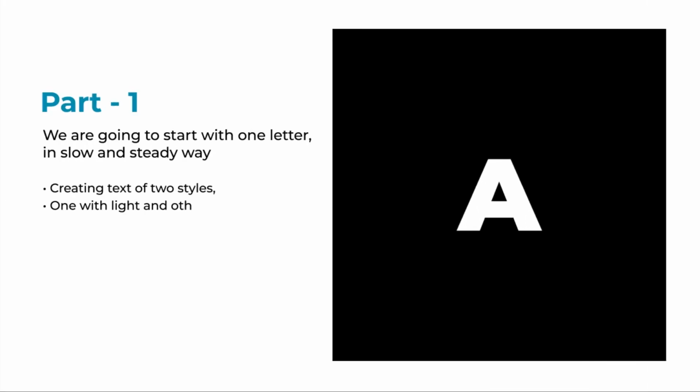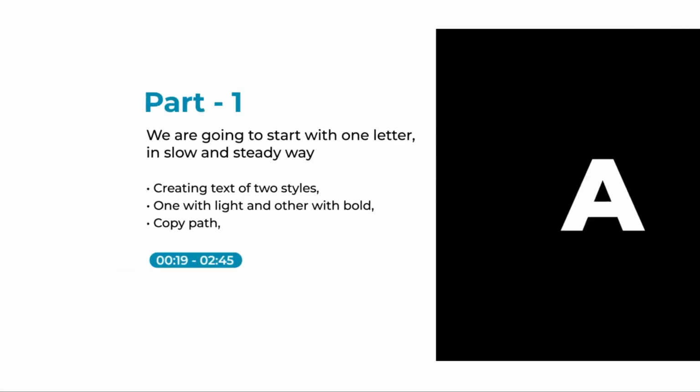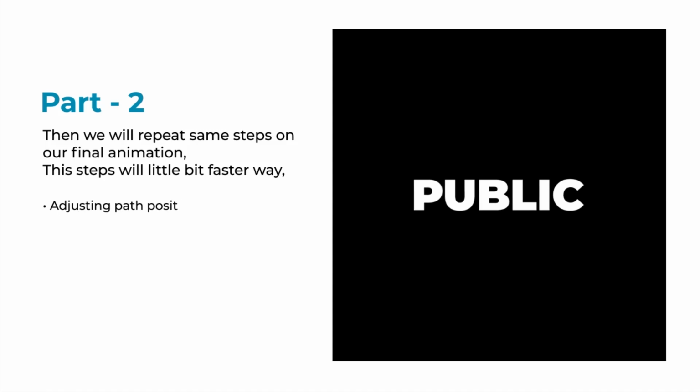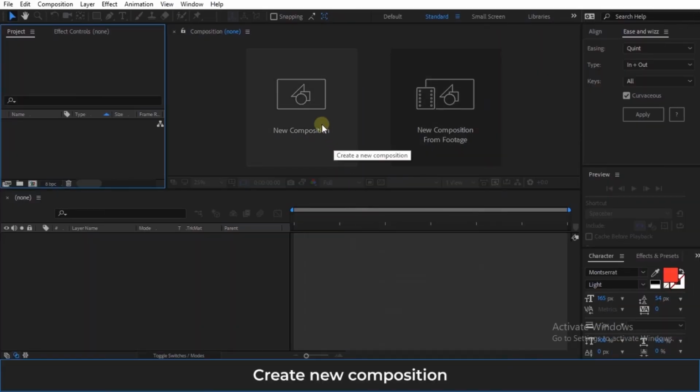Part 1, we are going to start with one letter, in a slow and steady way, and these are the steps we are going to follow. Part 2, then we will repeat the same steps on our final animation, in a little bit faster way. Create a new composition.